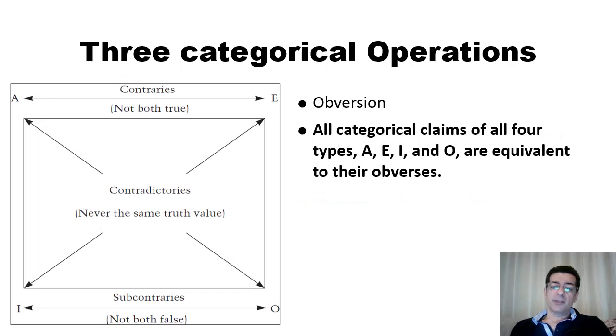Now read this sentence on the slide. All categorical claims of all four types A, E, I, and O are equivalent to their obverses. What does this mean? This is the rule for obversion. But let's try to understand what it means. There are two things we should know before we go ahead with obversion. We should know actually two concepts, the concept of the universe of discourse and the complementary class.